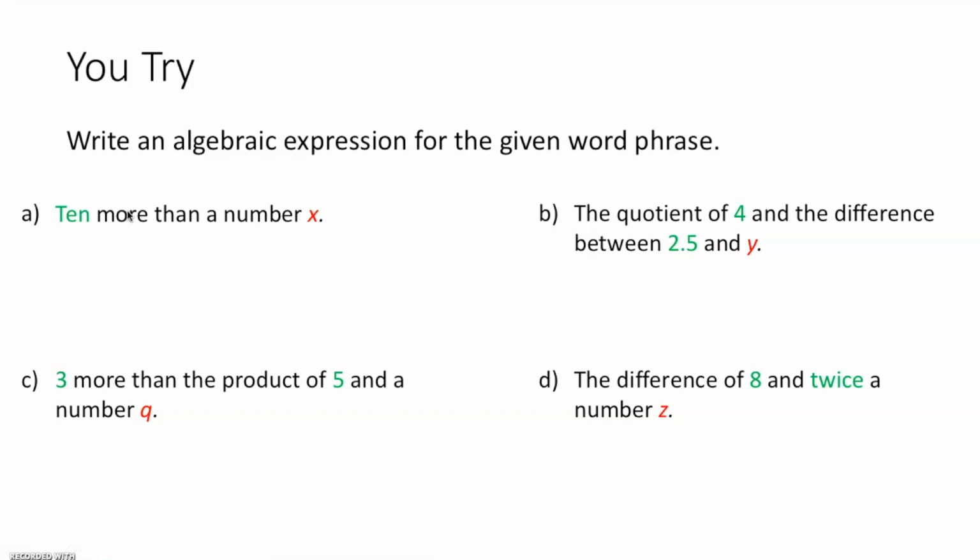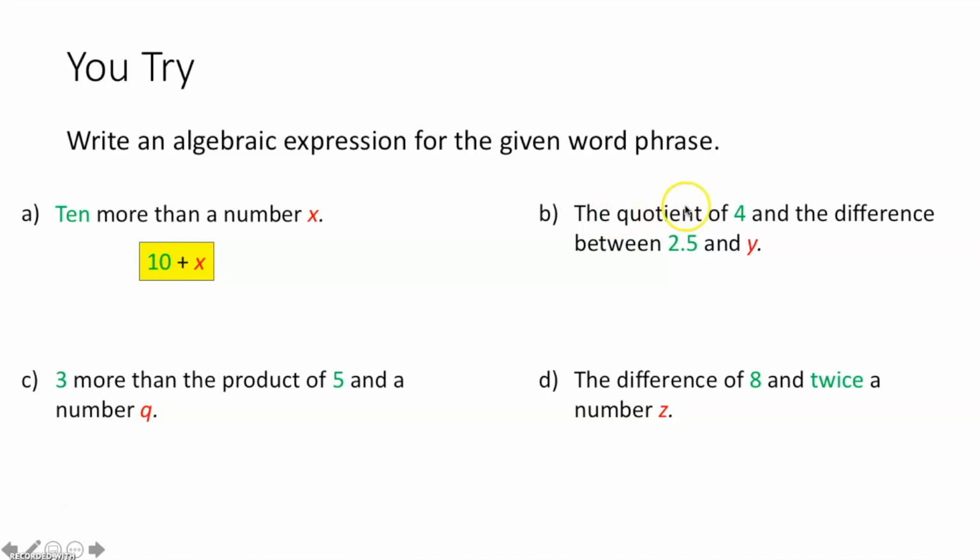Well, that had to be in a specific order because it was subtraction. But here, 10 more than a number x is going to be 10 plus x. Anytime you have addition or multiplication exclusively, you can rearrange them in whatever order you want. 10 more than a number x, you can write as 10 plus x or x plus 10.